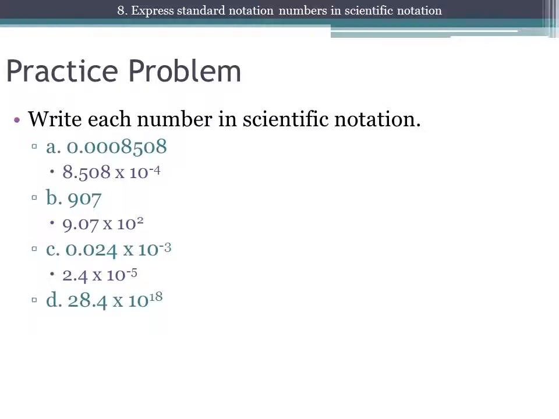28.4 times 10 to the 18th. The decimal point needs to move to the left 1 place. That will increase the exponent by 1, so 2.84 times 10 to the 19th.